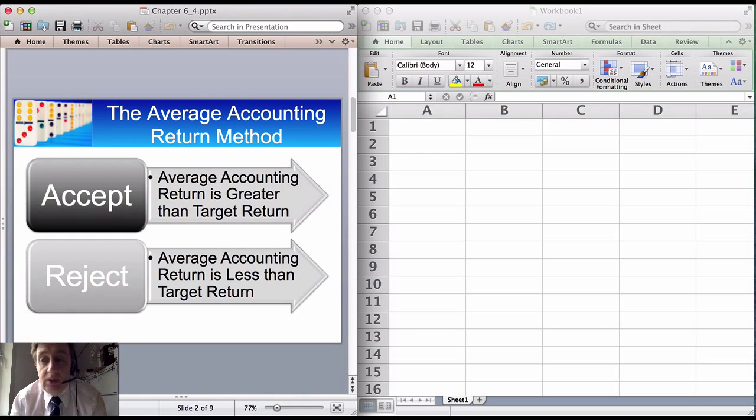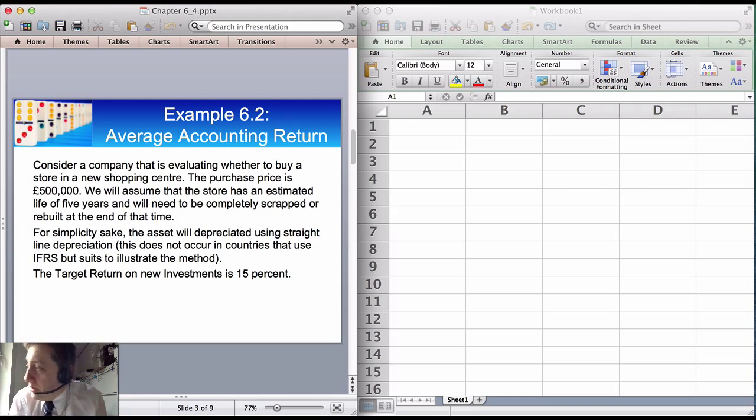The return on investment, how do you calculate return? We calculate return from the net income. And how do we calculate the investment? Well, we look at the investment from the change in the book values. And we calculate the average net income over the lifetime of the project and divide that by the average investment, or the average book value of the assets that you've invested in. You will accept a project if the average accounting return is greater than your benchmark, and you will reject a project when it's less than your benchmark.